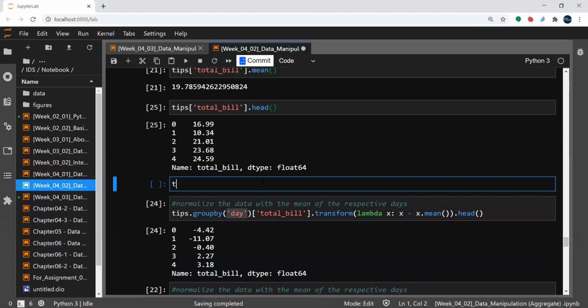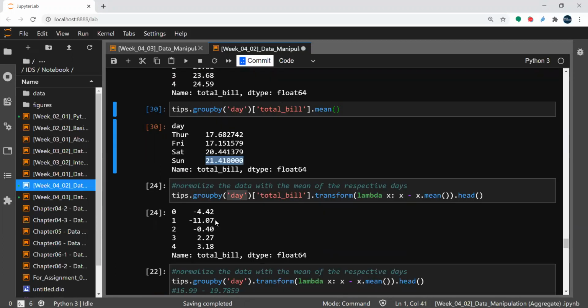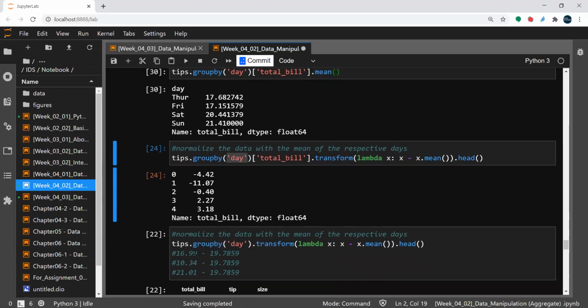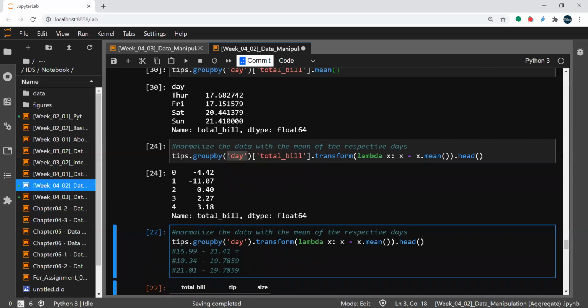Okay, then if you want to check this one, there will be something like trips group by day, and then you want to find the total bill only, and then you want to find the mean. Okay, then the mean on Sunday is 20.41. Okay, so because this data is 16.99, it will be divided by the 20.41.